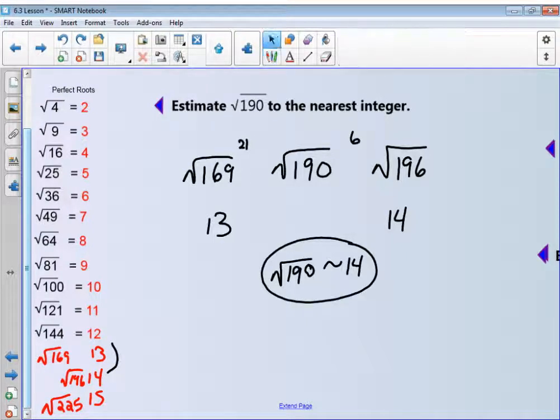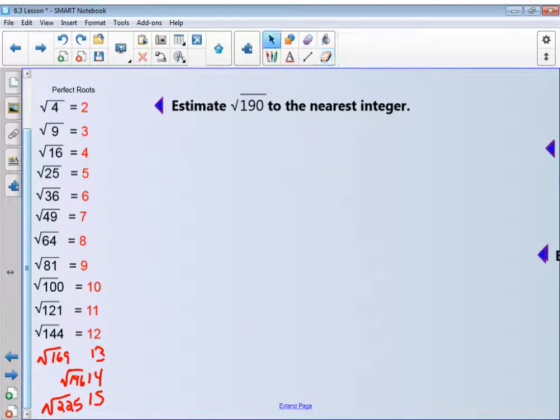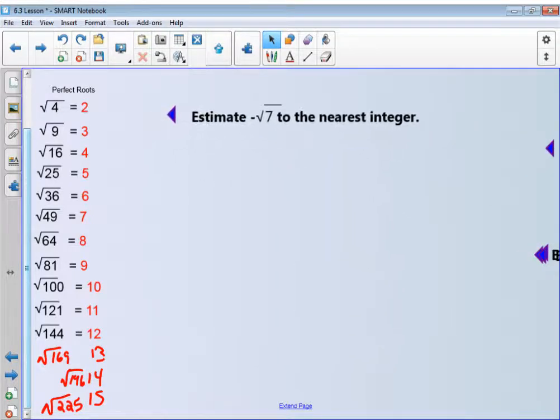Okay, so we're going to go ahead and have you guys try one of these, once again using those perfect squares. Estimate the negative square root to the nearest integer. So anytime they give you that negative, don't worry about that. Remember, all of our square roots are going to give the same number. It's just that we're going to throw a negative in front of them on our final answer.